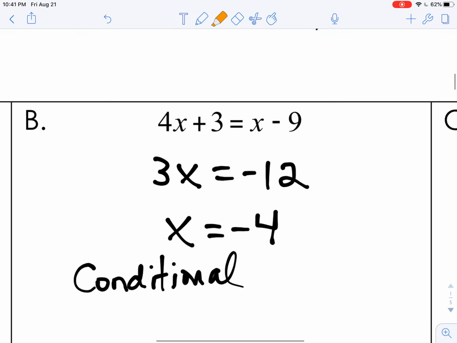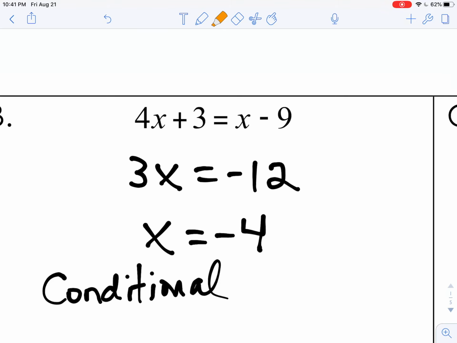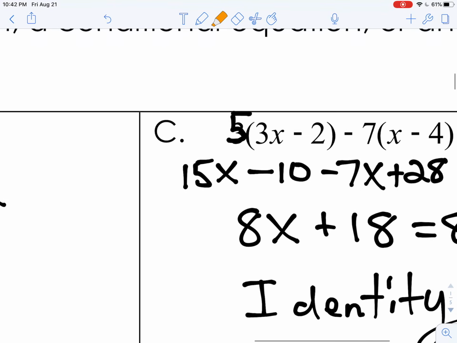The next equation, solve it like you solve any other equation. Let's isolate the x's. So I think what I did here was I subtracted 3 from both sides. Then I divided both sides by 3. X equals -4. Yeah, that equation works for a specific number. X equals -4. So we call that a conditional, and that's our normal equation.